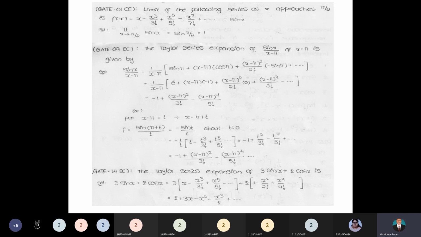Next x cube. X cube is only in the first part inside the bracket. So multiply with 3, you will get 3 into x cube by 3 factorial. 3 into 2 in the denominator, the 3 gets cancelled. You will get x cube by 2, so minus x cube by 2. Next we can check x power 4, and x power 5 also. Combine it, you will get the series like this. So 2 plus 3x minus x square minus x cube by 2, next x power 4 divided by something, you may get it.